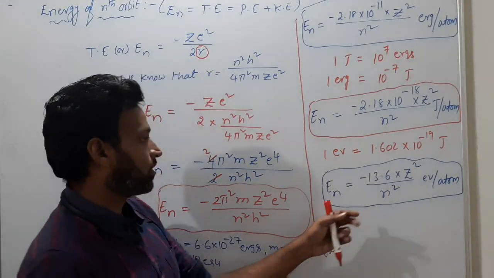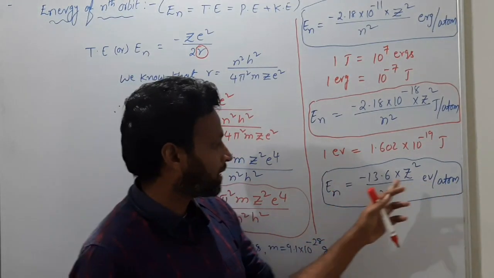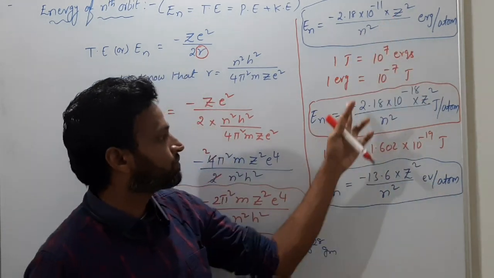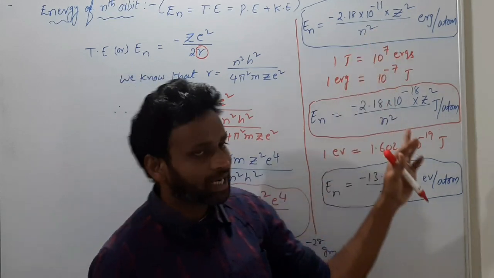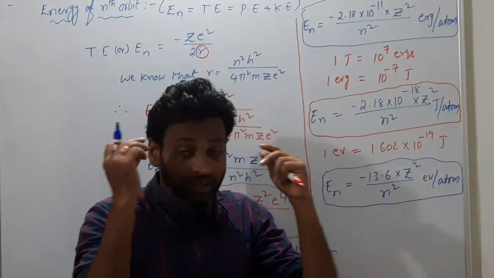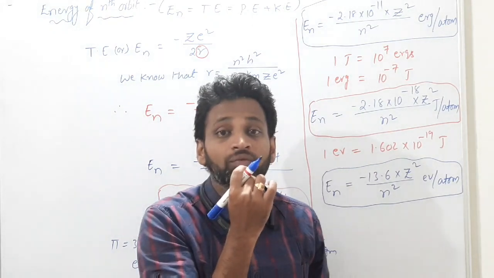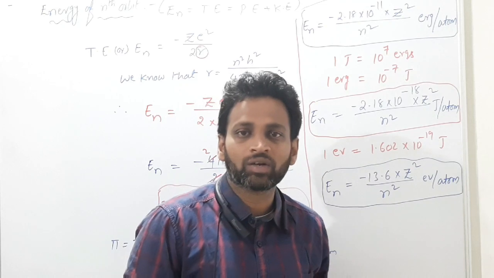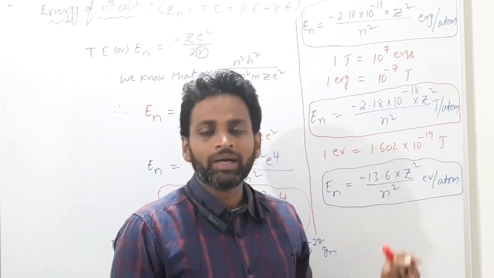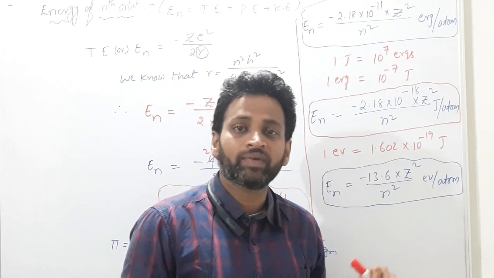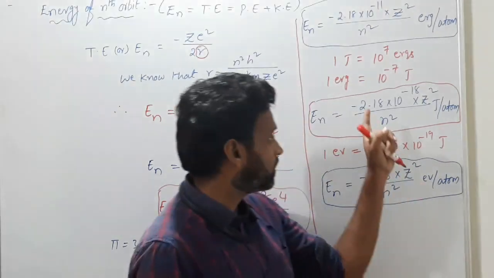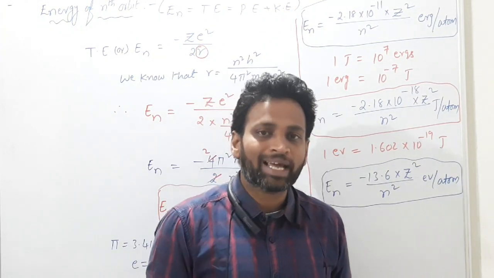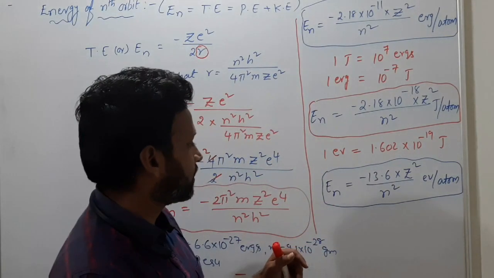So this is the energy of the nth orbit formula in electron volt per atom: minus 13.6 into z square by n square, eV per atom. All these formulas, how they came, you have to understand. But finally you have the formulas here for numericals: minus 13.6 into z square by n square electron volt per atom, and minus 2.18 into 10 power minus 18 into z square by n square joule per atom. Those formulas should be written here so that you can avoid wasting time. So these are all important formulas.